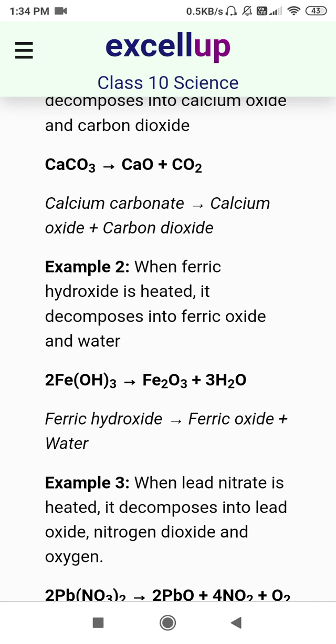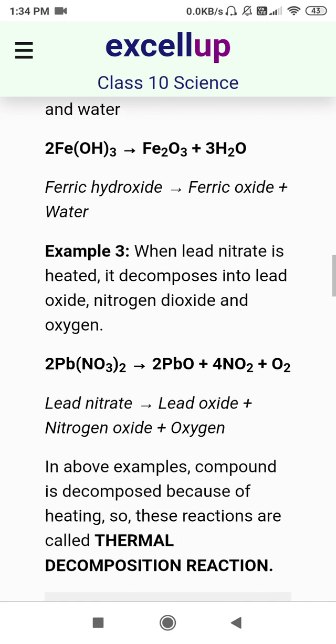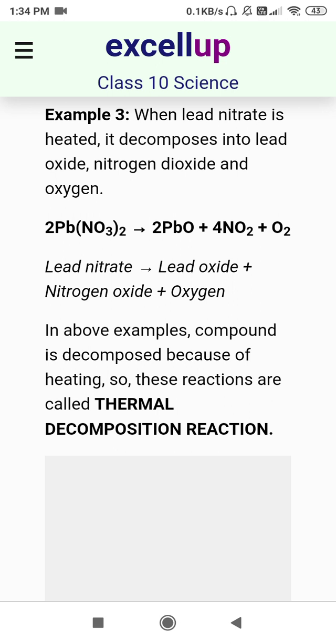Fe2O3 plus 3H2O. Another example is when lead nitrate is heated, it decomposes to give lead oxide, nitrogen oxide and oxygen. The equation is 2Pb(NO3)2, that is lead nitrate, is equal to 2PbO, lead oxide, plus 4NO2, that is nitrogen oxide, plus O2. In all these examples, when heat was applied, the compound decomposed. So these reactions are also called thermal decomposition reactions, that is decomposition because of heat.